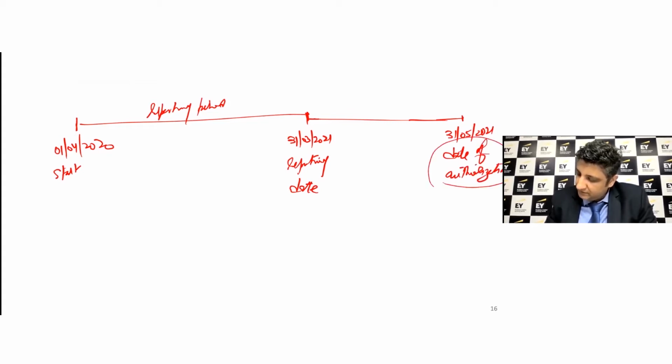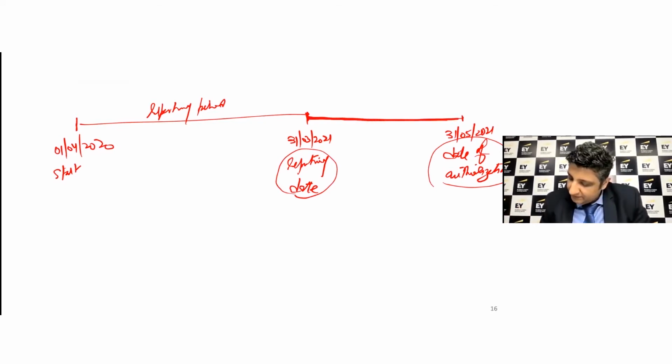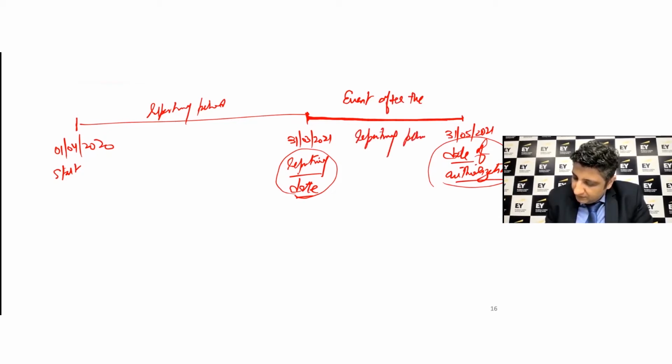Okay. So the first criteria that you always want to check, as far as the applicability of this standard is concerned, is whether the event is an event after the reporting period or not. That is, whether it falls within the reporting date and the date of authorization or date of approval of financial statements. So that is where you need to consider that part first. Event after the reporting period.